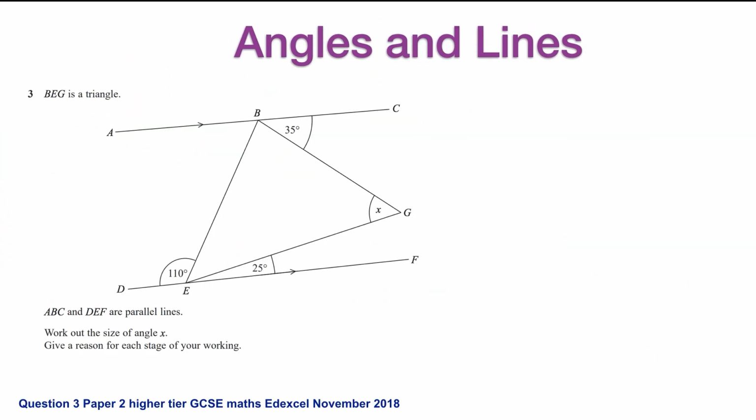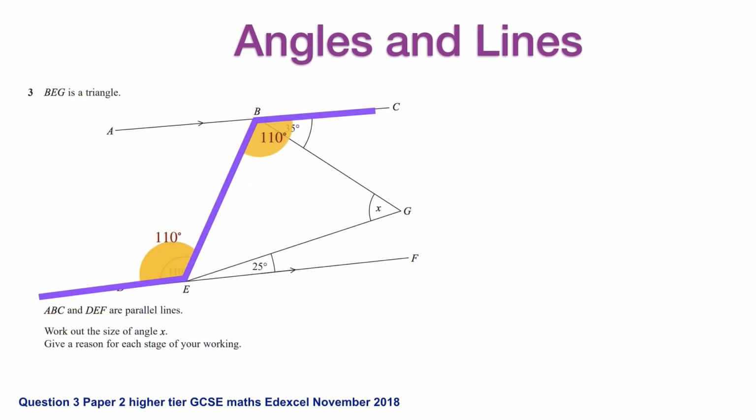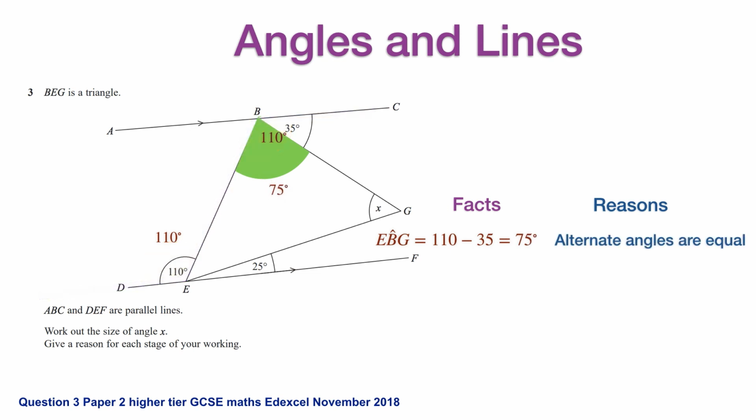In this example, we are given three angles and a pair of parallel lines, and we need to find the angle X. Angles DEB and EBC are alternate angles. Therefore, EBG can be found by subtracting 35 from 110 degrees. This gives us 75 degrees.